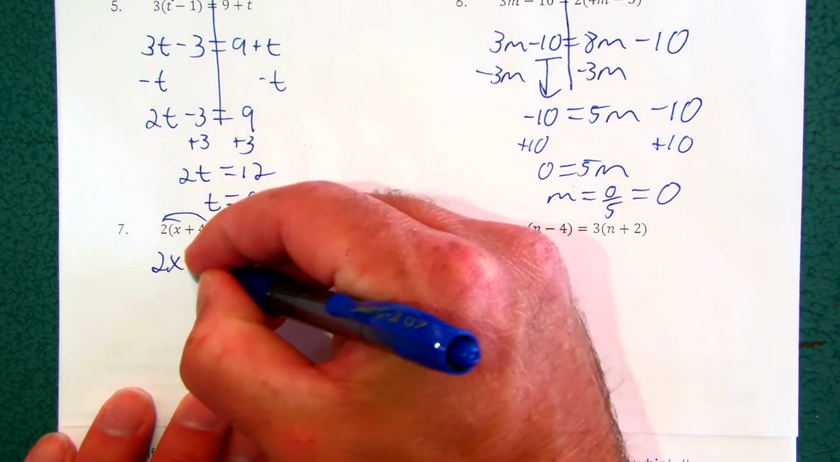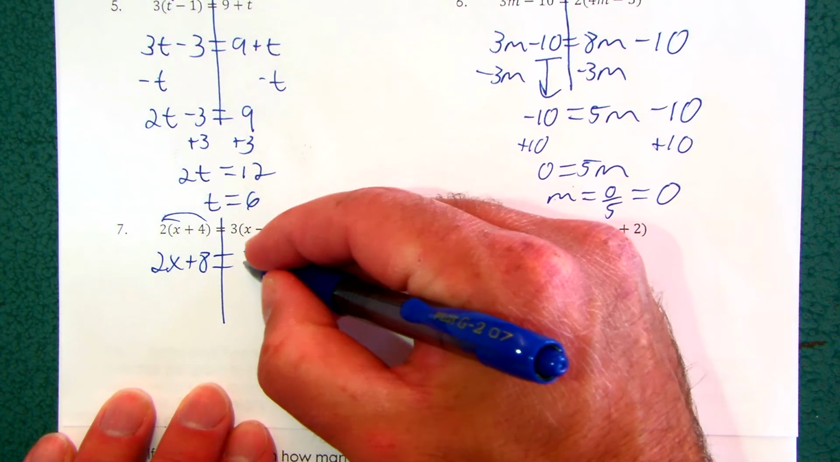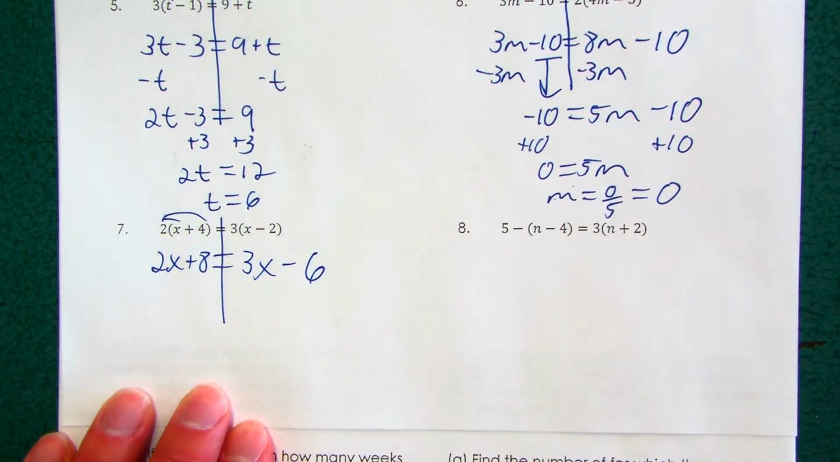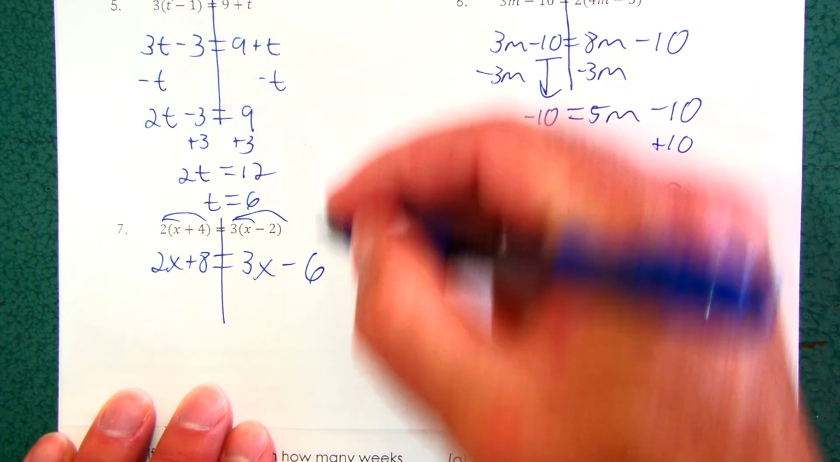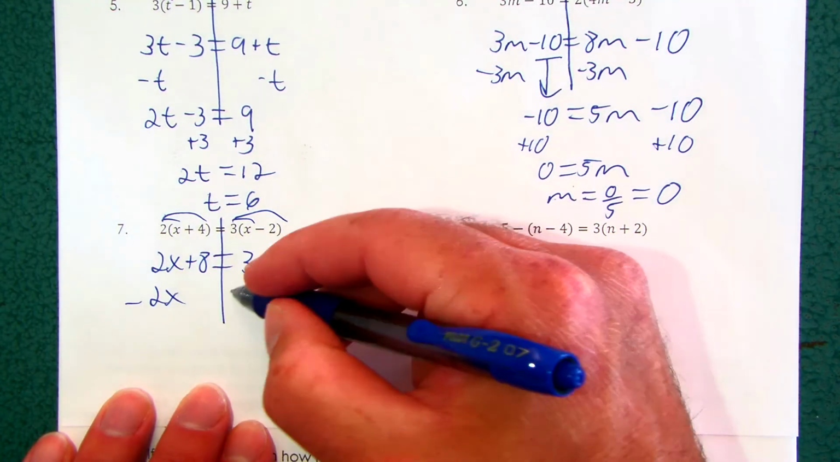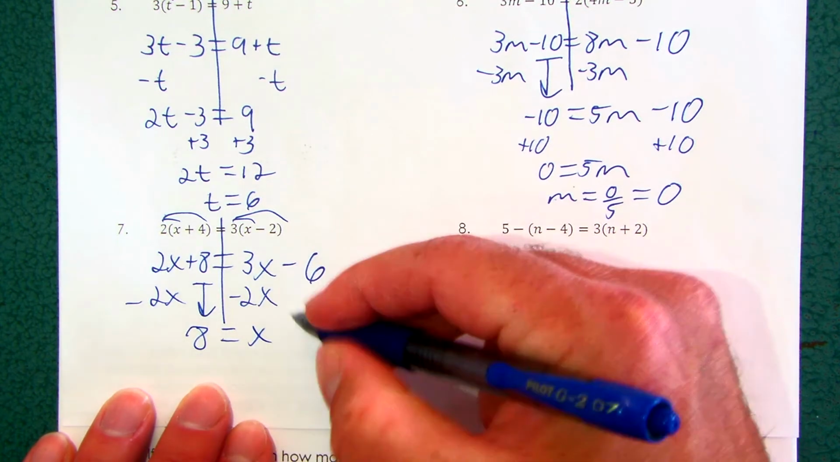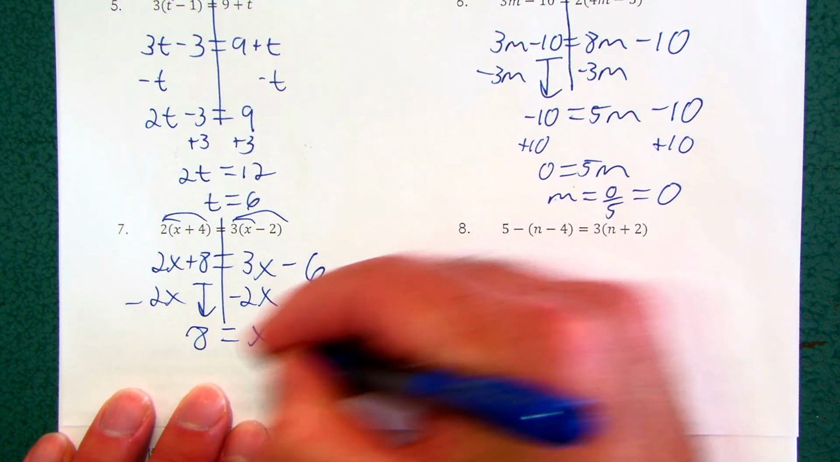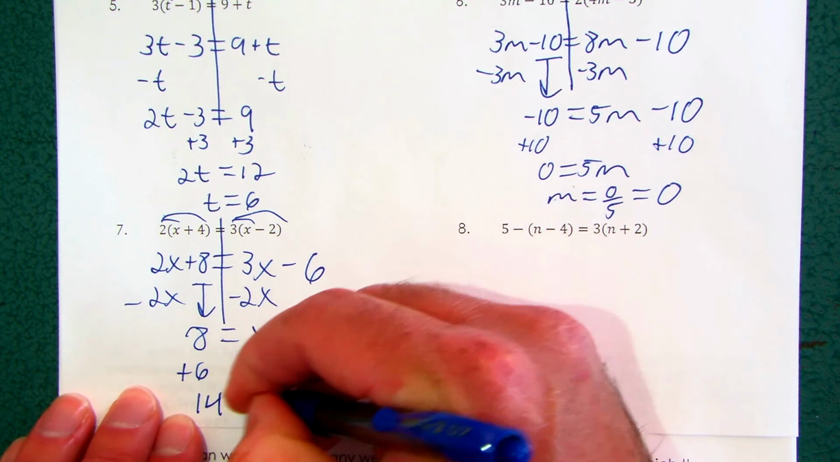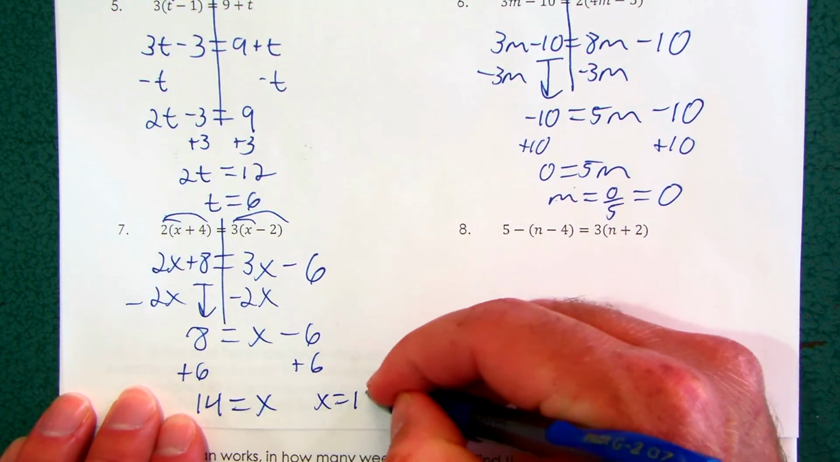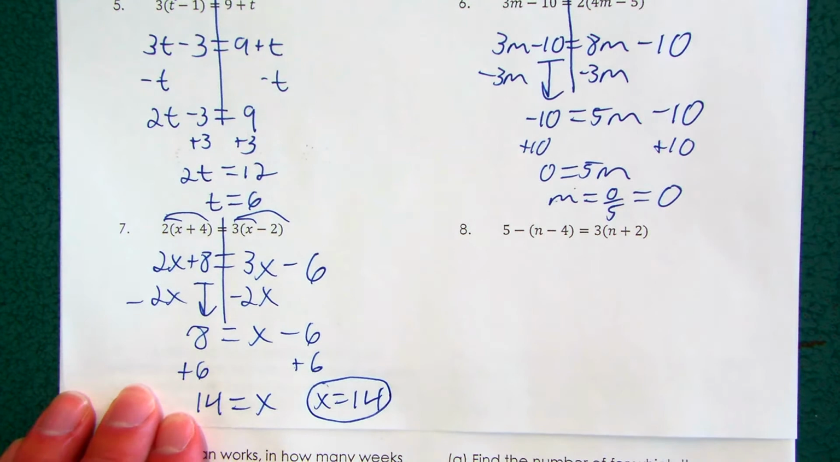So we get 2x plus 8 equals 3x minus 6. We do our distributive property. I would subtract 2x from both sides. That way, you're going to end up with just x on the right, which is pretty nice. Add 6 to both sides. We'll get 14 equals x. If you realize x equals 14, that's good too.